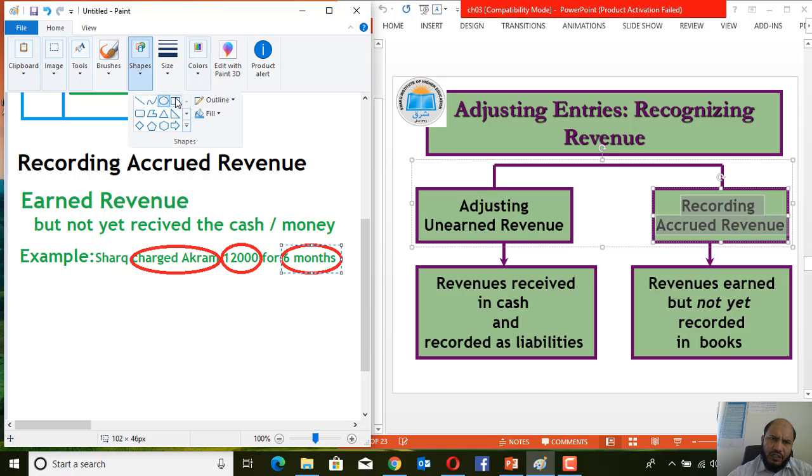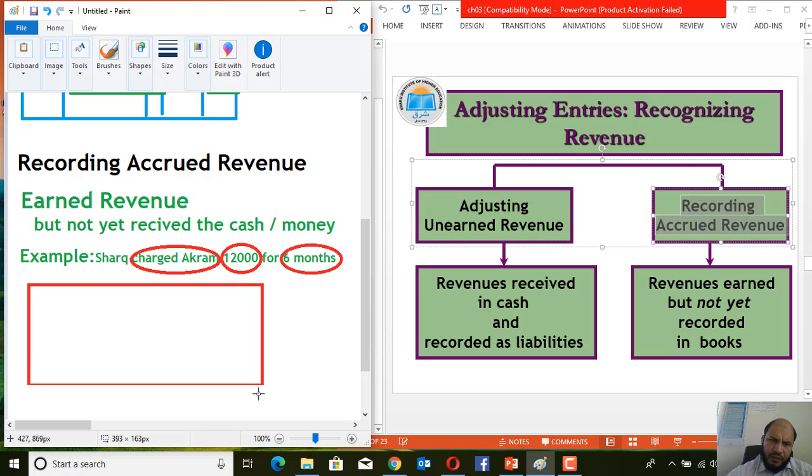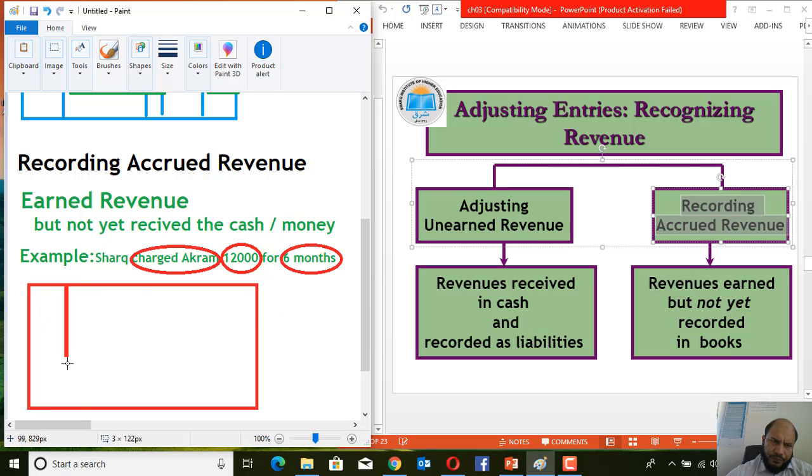Now dear students, let's prepare a general journal for this. Consider that this is a general journal. This is, for example, the date column, and this is the description column, this is the reference number, and this is the debit and credit column.